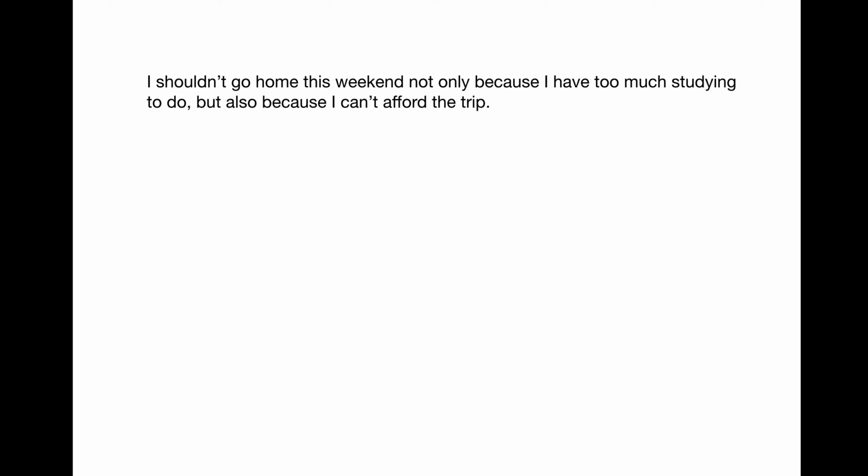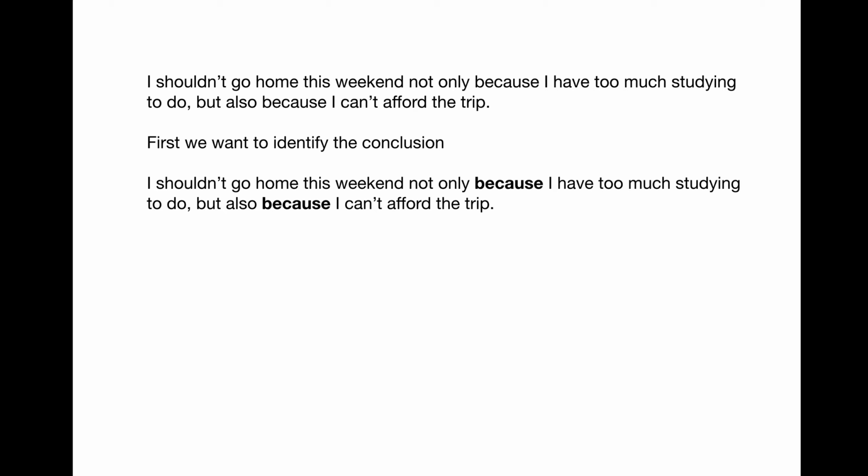So our first argument that we're going to diagram is: I shouldn't go home this weekend, not only because I have too much studying to do, but also because I can't afford the trip. Okay, so we have two. Well, first we want to identify the conclusion in an argument, right? That's usually the best place to start, typically. And I'm going to use the same color, red.